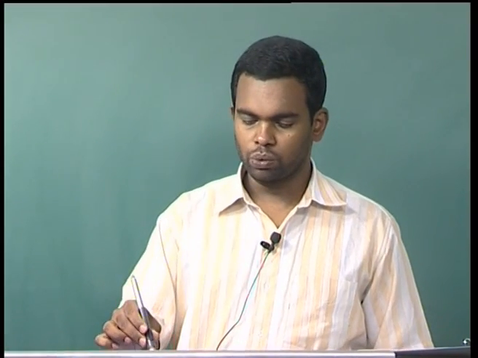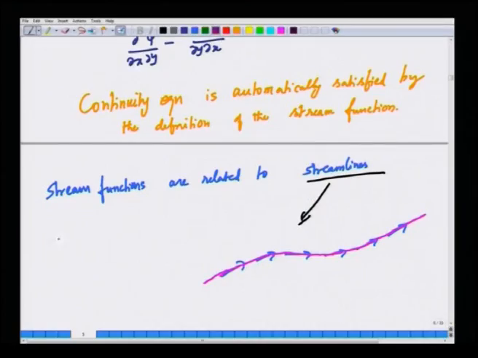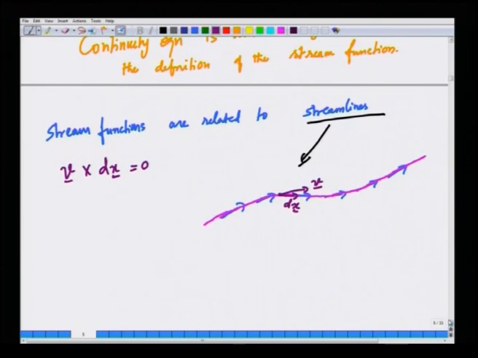So, if you have a local velocity vector v, and the displacement along the streamline is dx, and if these are parallel, then the cross product of v cross dx is 0. This is something that we did last time. We did it a few lectures back when we did kinematics.